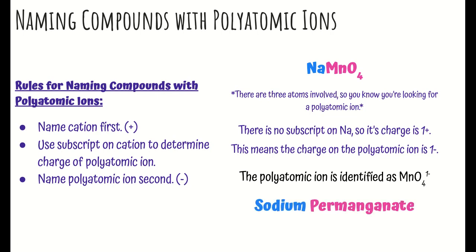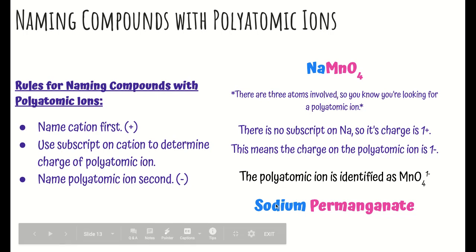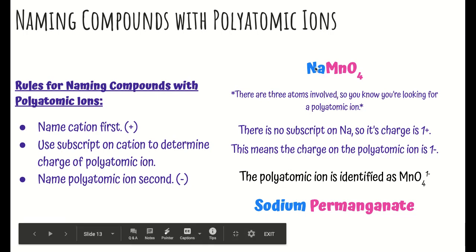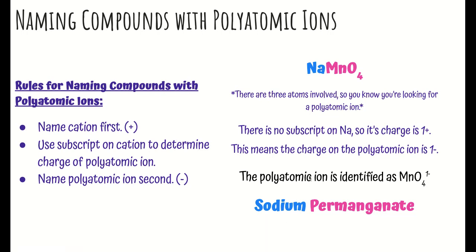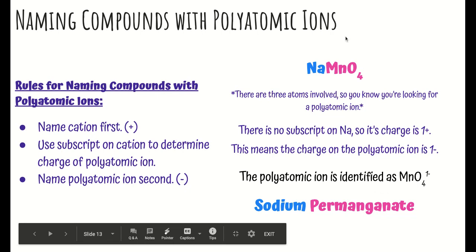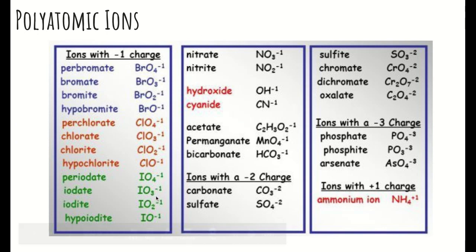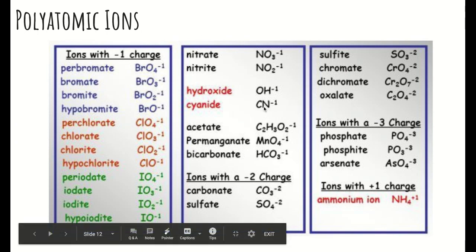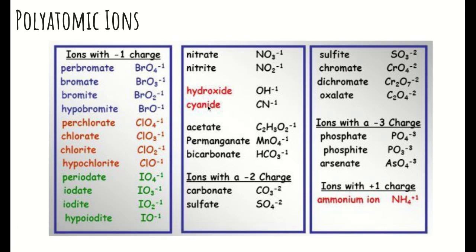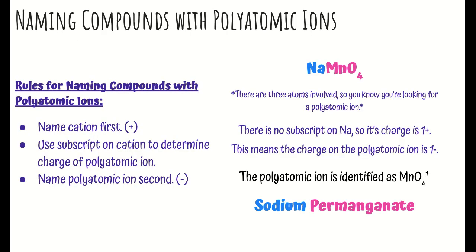To name this, you just name the cation first. The metal in the front is our cation, that's sodium. Then permanganate is the MnO4. They're actually pretty simple to name because you're just listing the cation and then the polyatomic ion name. If we go back a slide, these are the names for them. If you see CN on something, that's cyanide. You don't have to figure out what its name is, you just need to write it down.